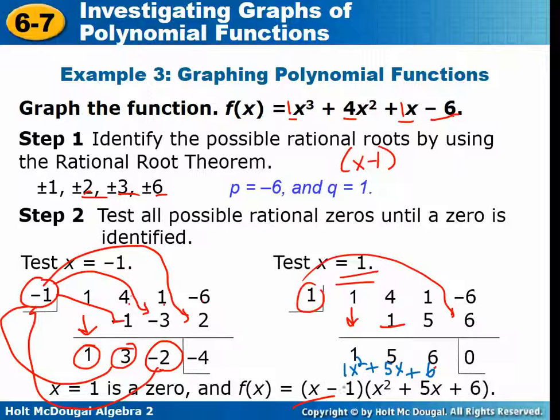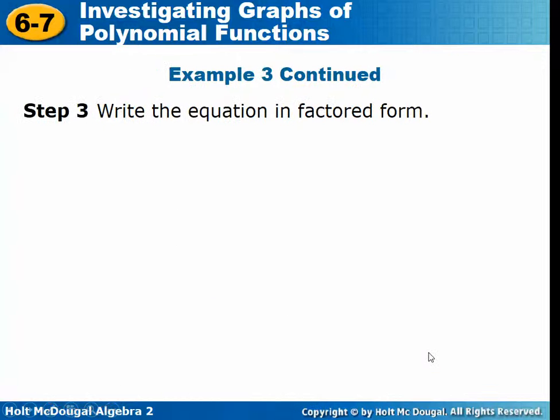So one of our factors, one of our zeros is 1, so that means we can write this as x minus 1, do the opposite sign, and then these numbers are the coefficients for the rest of it, so x squared plus 5x plus 6. Now look at the x squared plus 5x plus 6. Can you factor that?